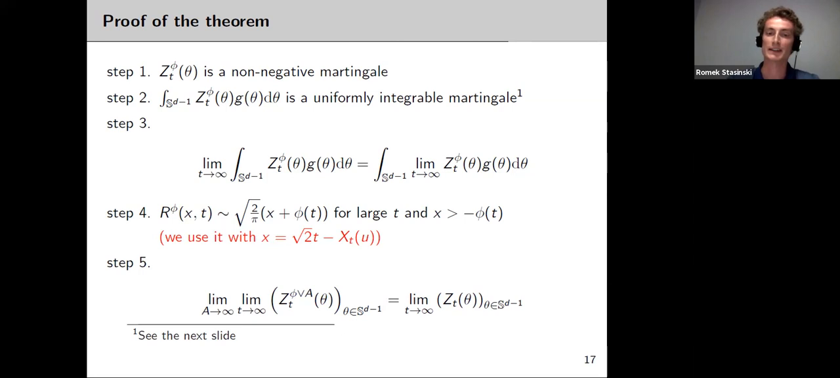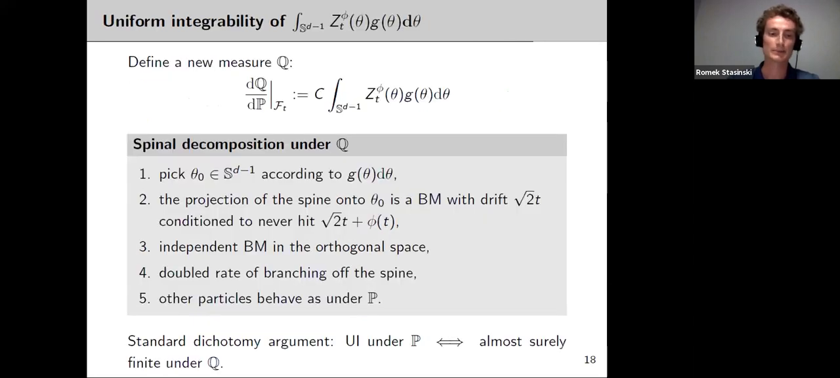There is one step missing, and this is the uniform integrability. So how do we do that? We use the martingale of interest to define a new measure Q. And it turns out that under Q, our branching Brownian motion has a very nice description. It can be generated as follows. First, we pick some direction theta naught according to a random variable with density given by g(theta). And then we generate the branching Brownian motion by determining the behavior of the spine.